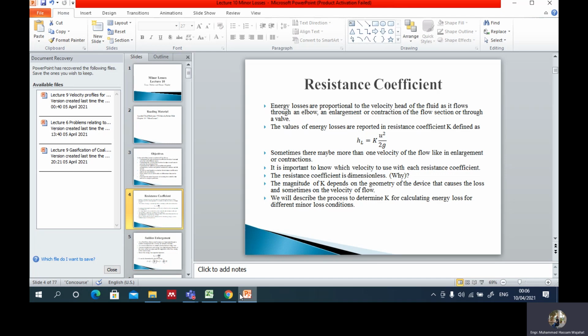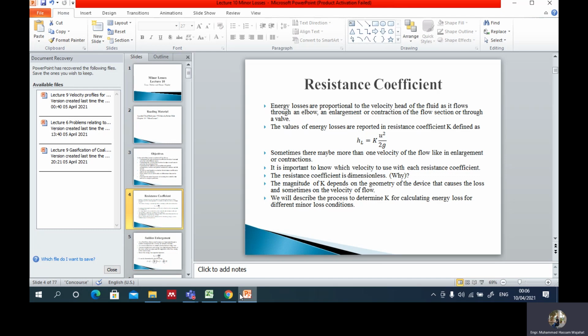And as a student, we should be able to demarcate that to calculate our resistance coefficient. That is, when we calculate our resistance coefficient, we should know whether to take U1 or U2. That is the choice we have to make. So it is important to know which velocity to use with each resistance coefficient.